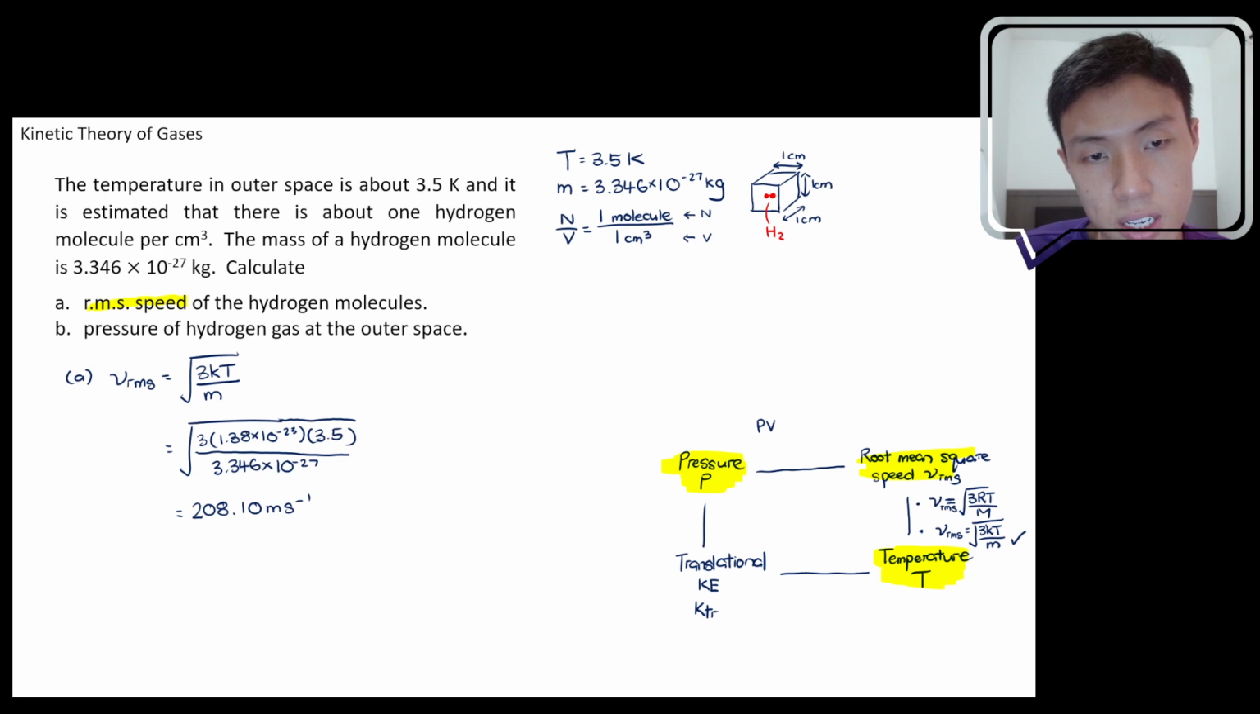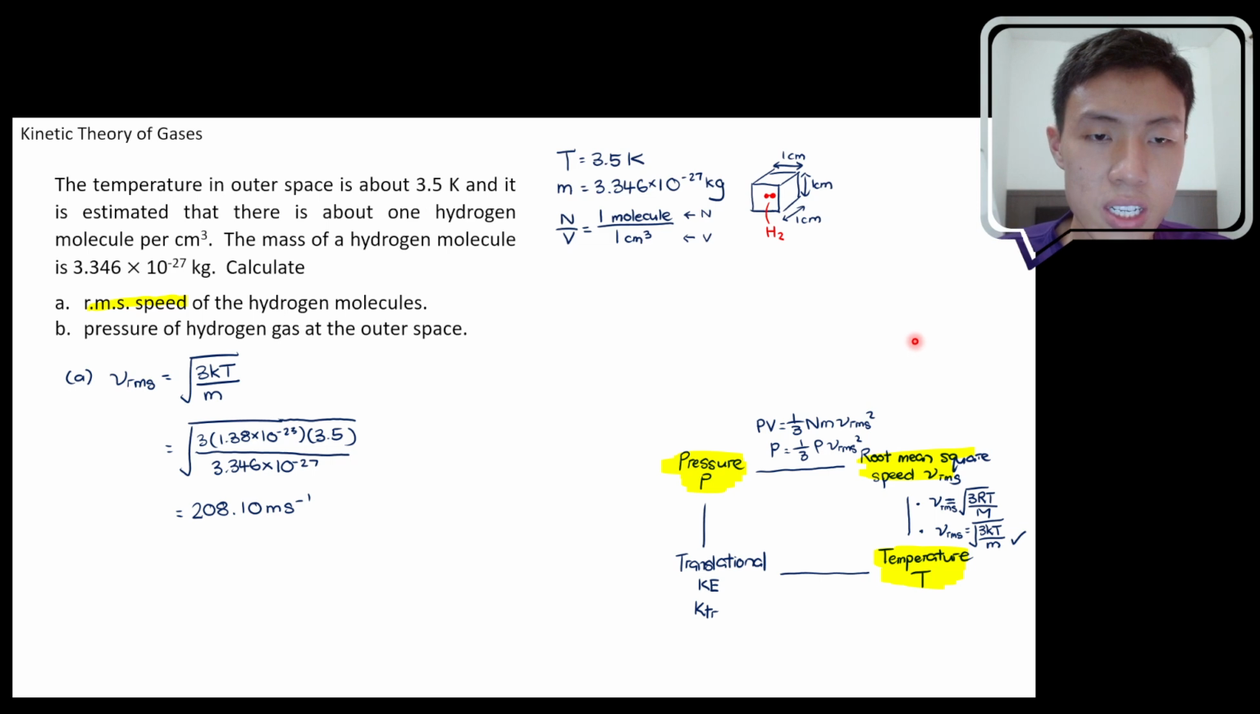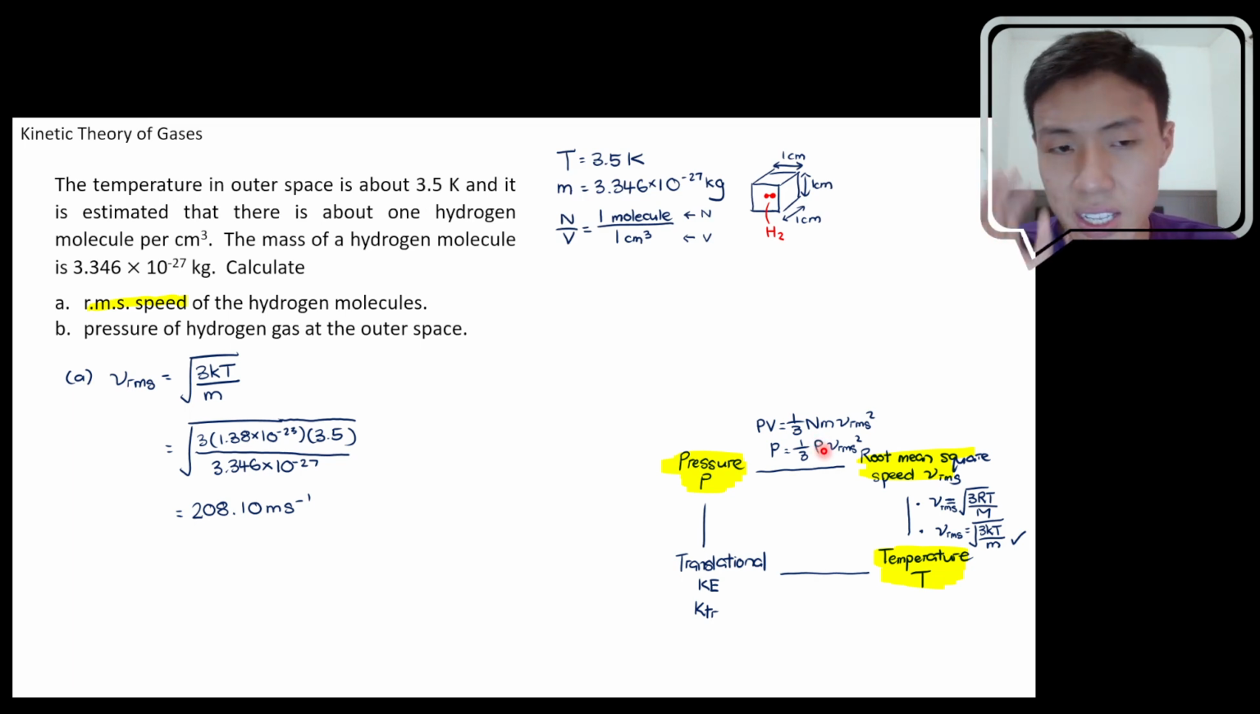First, you have PV equals 1 over 3 N m VRMS squared. Then you also have P equals 1 over 3 rho VRMS squared. So there are two equations available to be picked. For this situation, there's not much information that indicates the density, or you can say the density is difficult to obtain. So in this case, using the first equation will be more appropriate, but we need to do a bit of manipulation in order to make the equation usable.